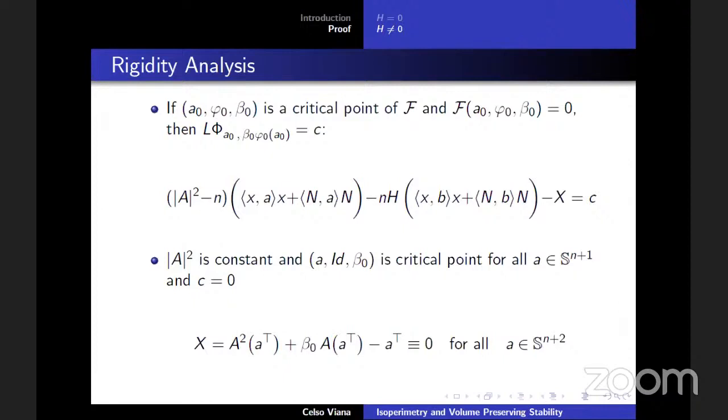And so once you get that, then it's a standard argument in differential geometry that you can characterize hypersurfaces with at most two principal curvatures, which are constant, and they are precisely the Clifford hypersurfaces that I mentioned earlier, okay? And so that gives you the complete classification of volume preserving stable hypersurfaces, and in particular the solution for the isoperimetric problem. Okay, so that's it.